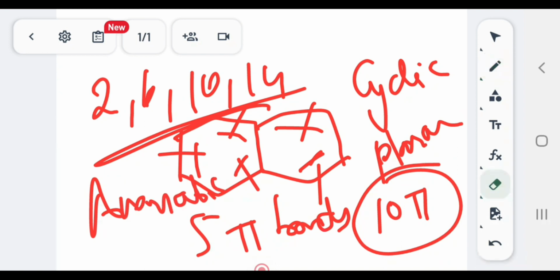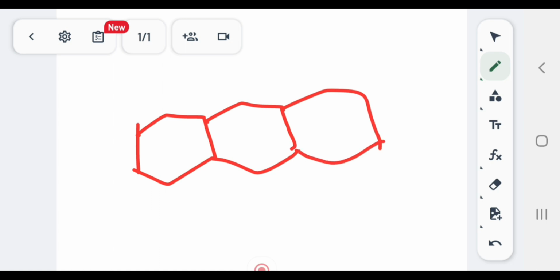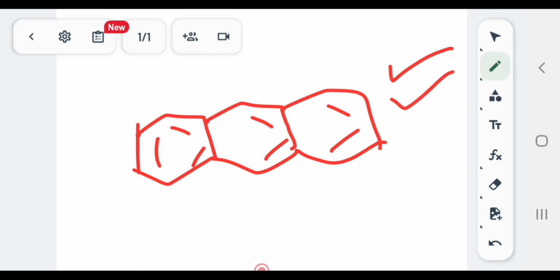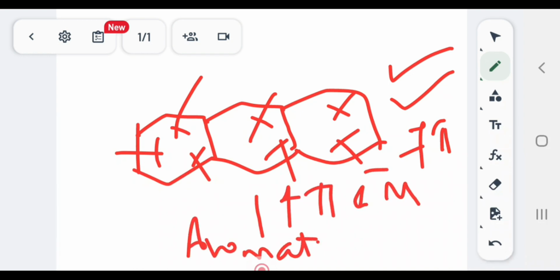Okay. Again, let me give you another example. Anthracene. So, anthracene is again cyclic. Yes. It is planar. Yes. All the carbon atoms are sp2 hybridized. And then count the number of pi bonds. 1, 2, 3, 4, 5, 6, 7. 7 pi bonds, which means it has 14 pi electrons. Then this system is also an aromatic system. Because if it comes like multiples of 4, then it is anti-aromatic, or if it comes like 2, 6, 10, 14, 18, this is said to be an aromatic compound.